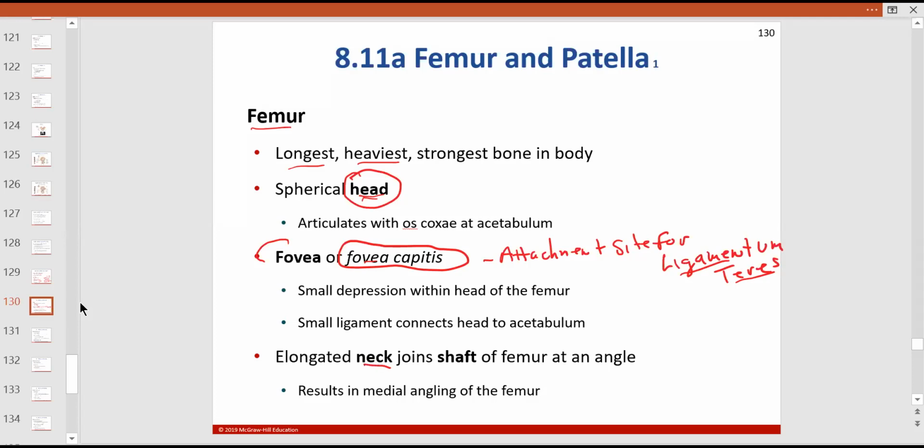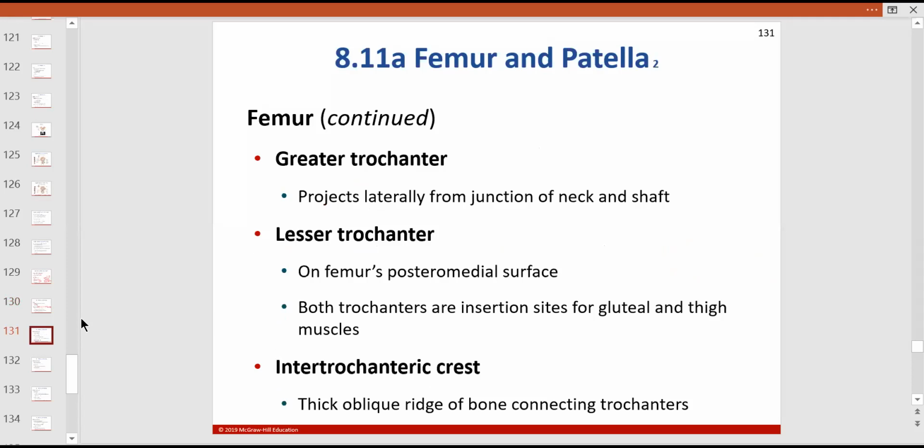It has a neck. I almost never ask about necks. The shaft is the diaphysis. Right. So here's the catch. Now here's the things you have to know. Like, remember, the humerus had the tubercles. Femur has trochanters. Greater trochanter, always lateral. It's bigger. Lesser trochanter, always medial.